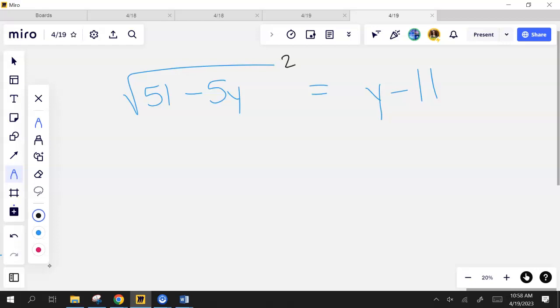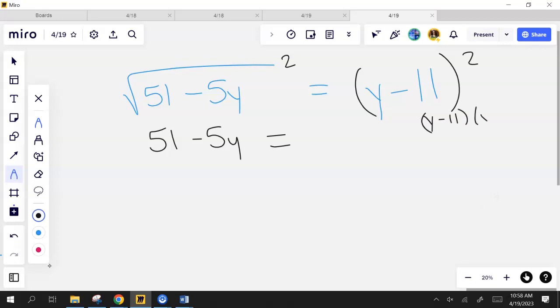Well, if I square this side and I square this side, now I've got 51 minus 5y equals, is it y squared minus 121? No, because it's not. I have to actually FOIL this out, right? I can't distribute an exponent when I'm adding or subtracting in the middle. I have to actually FOIL.